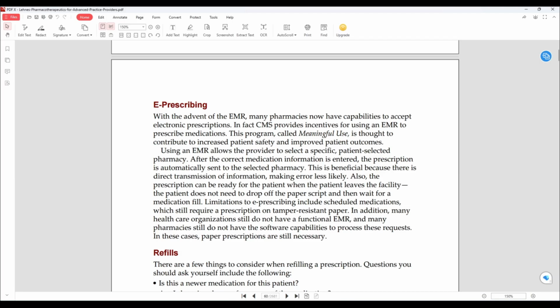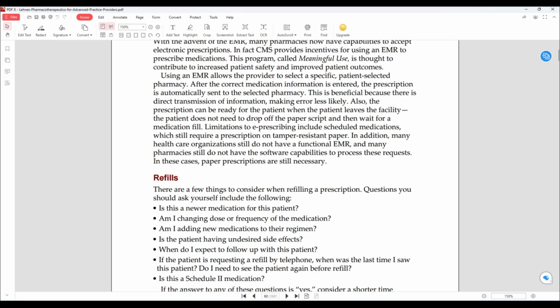Limitations to e-prescribing include scheduled medications, which still require a prescription on tamper-resistant paper. In addition, many healthcare organizations still do not have a functional EMR, and many pharmacies still do not have the software capabilities to process these requests. In these cases, paper prescriptions are still necessary.